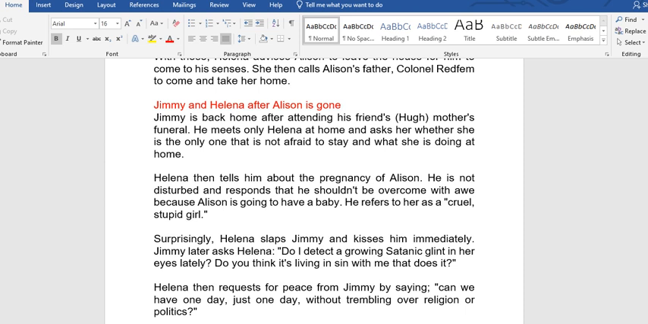Jimmy is back home after attending his friend's mother's funeral. He meets only Elena at home and asks her whether she's the only one that is not afraid to stay, and what she's doing at home.